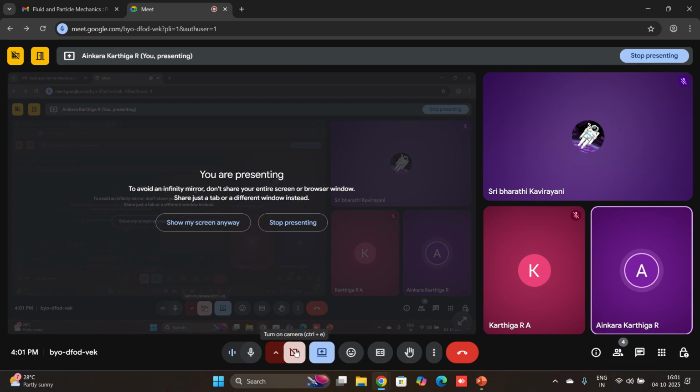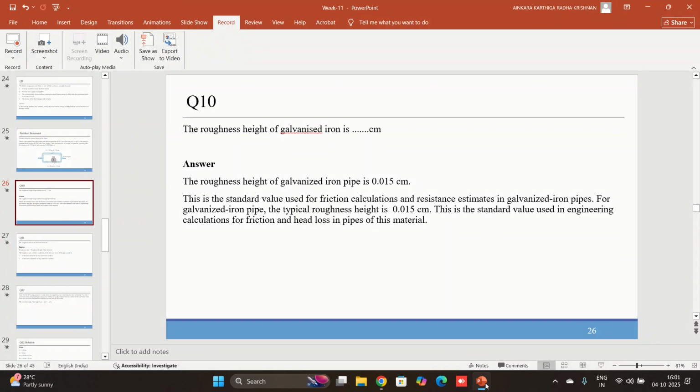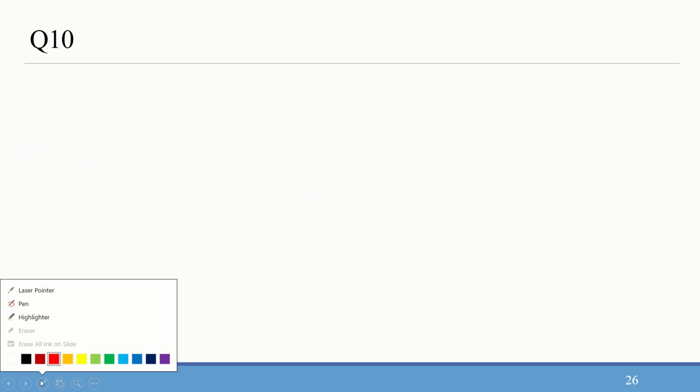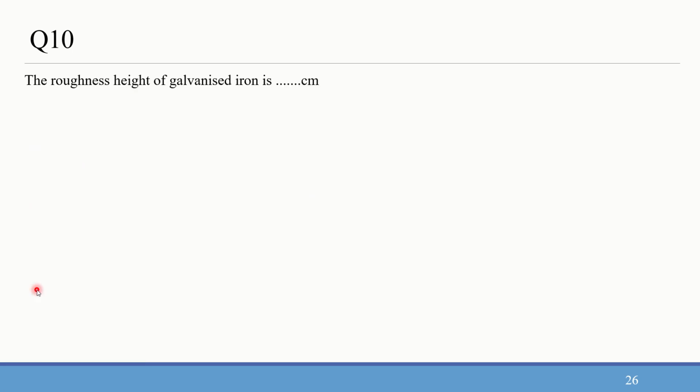We will start now. Hope you are back. Where we stopped was the roughness height of galvanized iron. It is not a calculation, rather it is a standard value: 0.015 centimeters. Now we'll proceed with the next question, question 11.